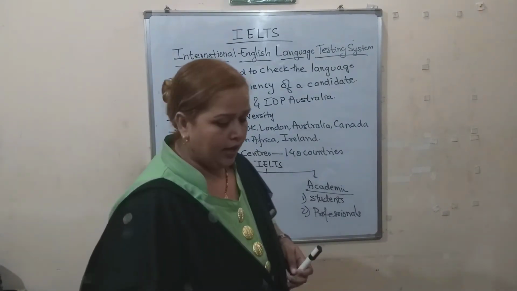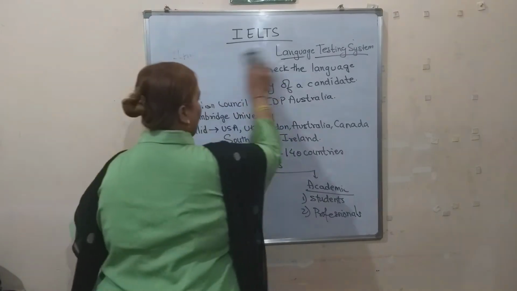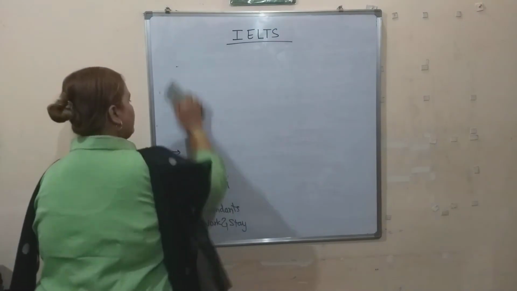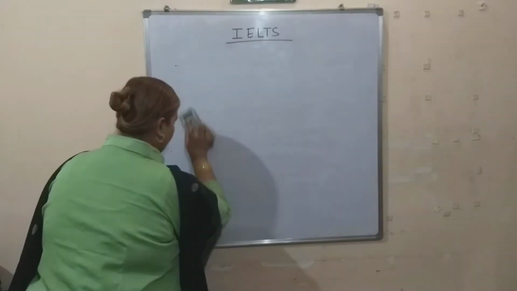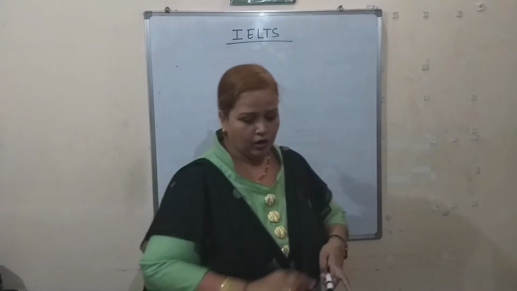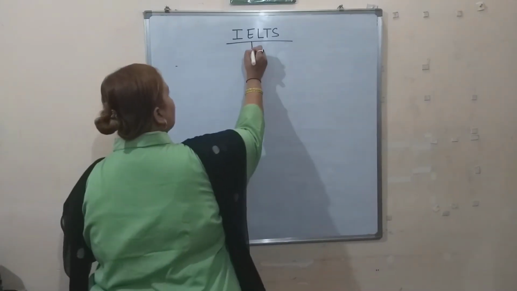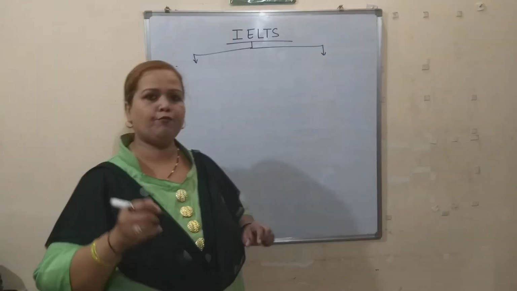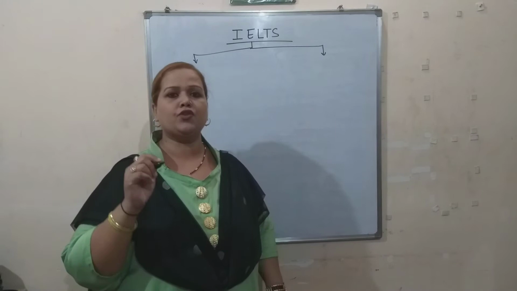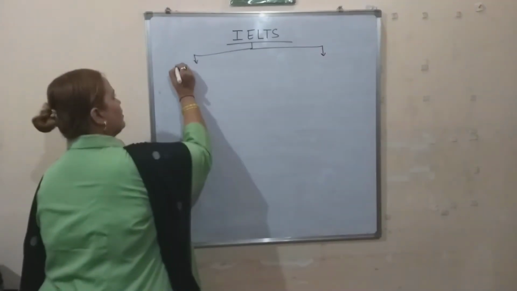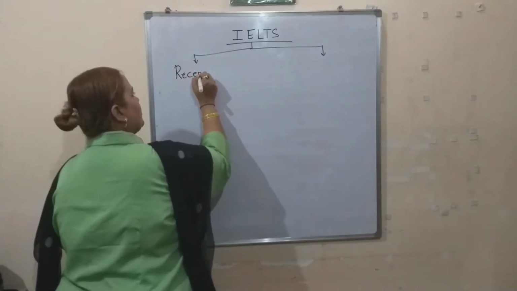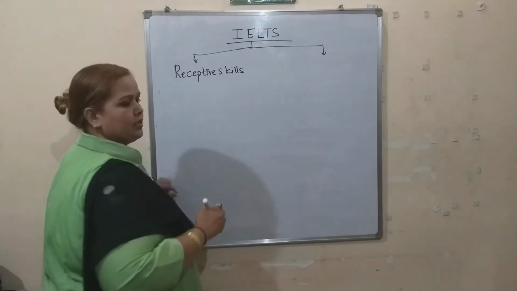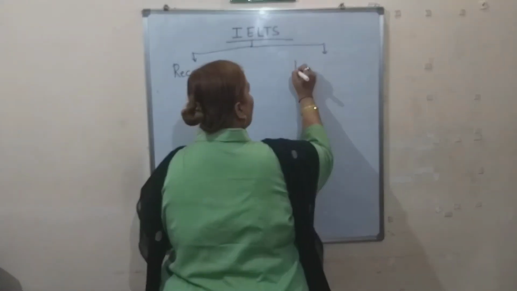Now let's see how the IELTS test format has been designed by the British Council as well as the IDP. Overall, it is divided in two skills. The candidate appearing for the IELTS test is judged on two skills: first, receptive skills, and the second is productive skills.